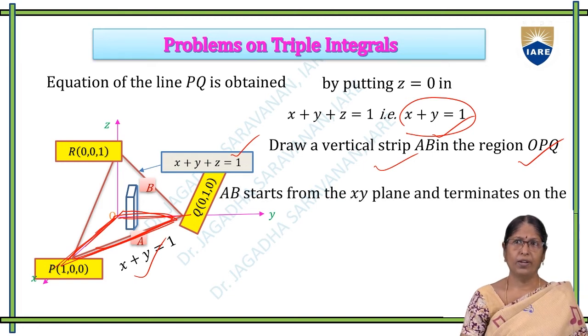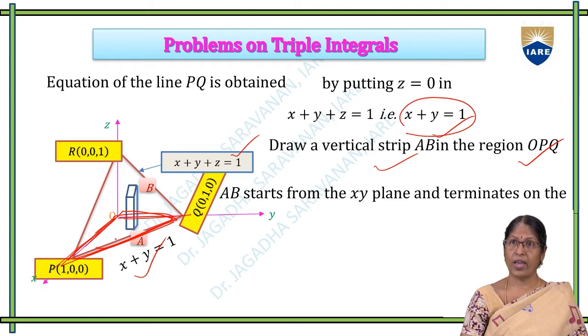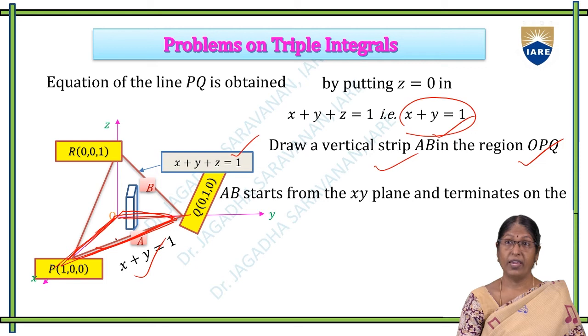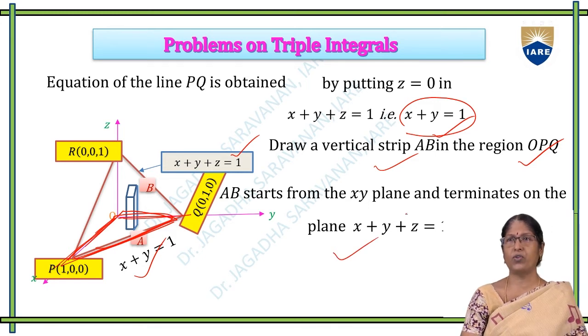That strip starts from our xy plane. The geometrical figure in the xy plane is a triangle, because the total figure is a tetrahedron, and each face of the tetrahedron is triangle-shaped. So our vertical strip starts from our xy plane and terminates at the three-dimension plane, the equation x plus y plus z equal to 1.